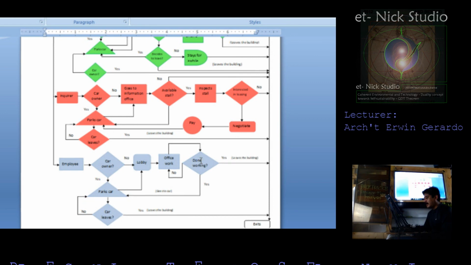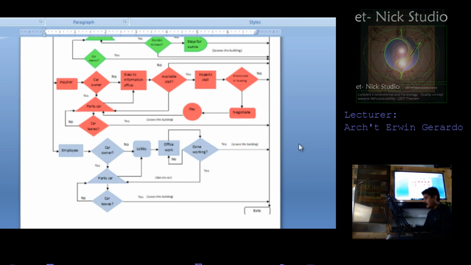Once the work is already done, simply they can go to their designated parking area. Then simply they will leave the structure. If they do not have any vehicles at all, simply they would just walk out of the building. Then they would exit the structure.